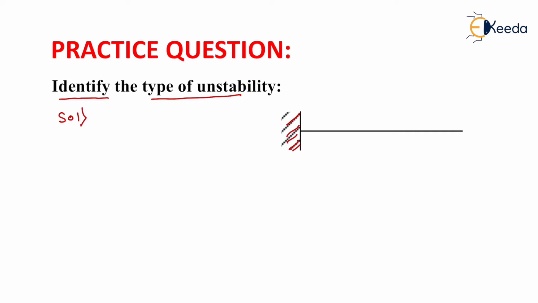Now we know that at a fixed support there will be three reactions. One is vertical, one is horizontal and one is moment. So here the number of reactions will be equal to 3.